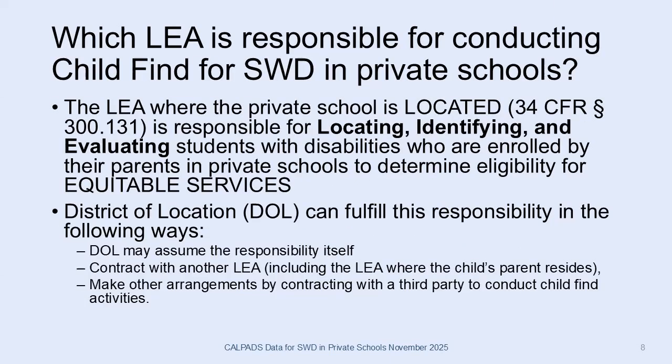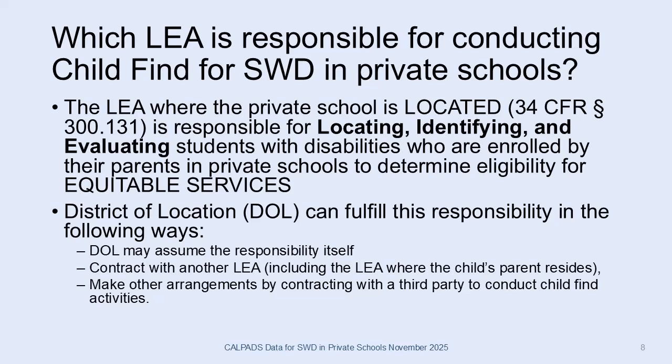The LEA where that private school is located is responsible for locating, identifying, and evaluating students with disabilities who are enrolled in those private schools to determine eligibility for equitable services. The district of location can meet that responsibility in a variety of different ways. In that Office of Special Education Programs Q&A document that I referenced, which is in your meeting materials, it specifically outlines 3 ways that the district of location can fulfill its responsibility.